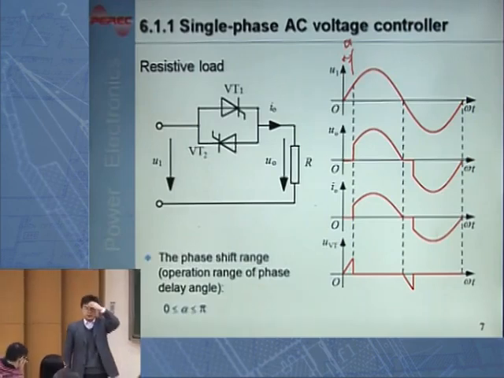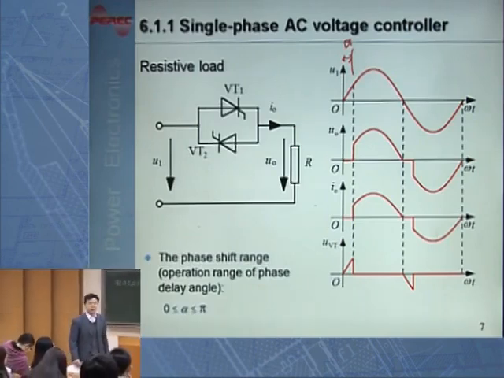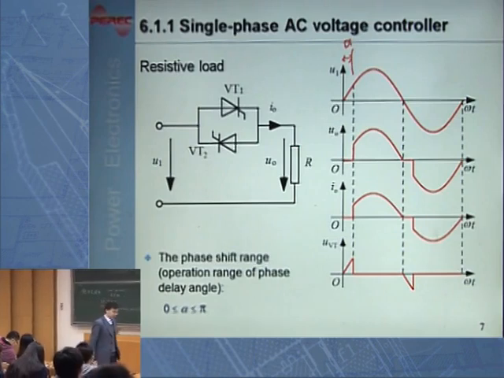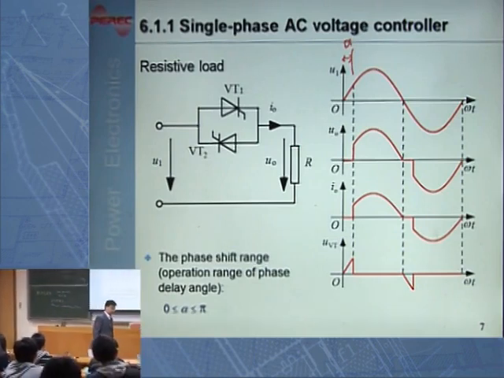Now let me ask the question. Why is it called AC voltage controller?